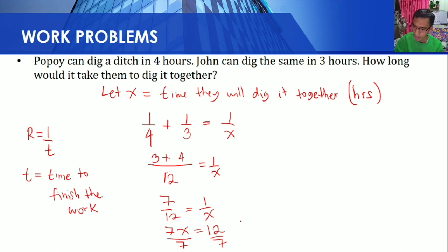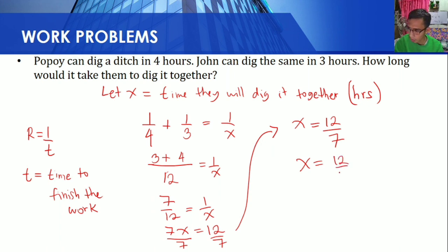X now will be 12 over 7. Ito yung time that they will finish it together. So X is equal to 12 over 7 hours. Or, ilang oras yan? Equivalent siya sa 1.714 hours.